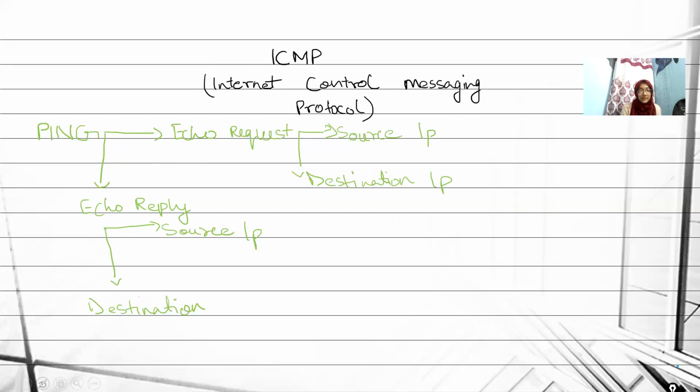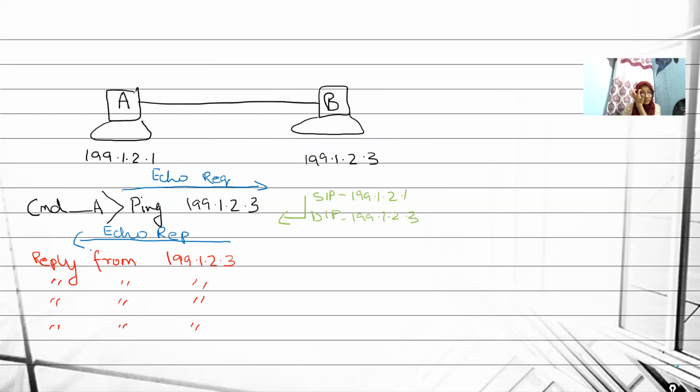In networking terms, two machines are communicating. Machine A says hi. It pings 199.1.2.3 and inside the message is hi. And then machine B will reply, hello. That will be called the echo reply. Okay, so let's move on to the next topic.